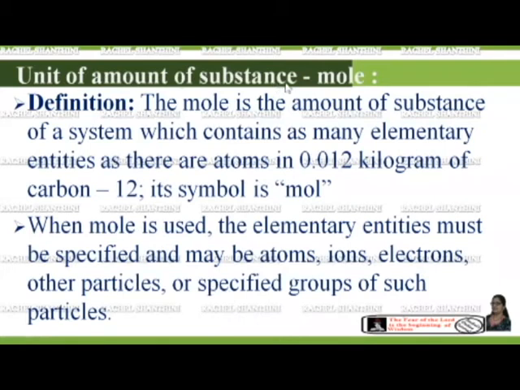Unit of amount of substance. The unit of amount of substance is mole. Definition: The mole is the amount of substance of a system which contains as many elementary entities, which are nothing but atoms, ions, electrons, or some other particles, or any specific group of such particles, as there are atoms in 0.012 kilogram of carbon 12. Its symbol is mol.